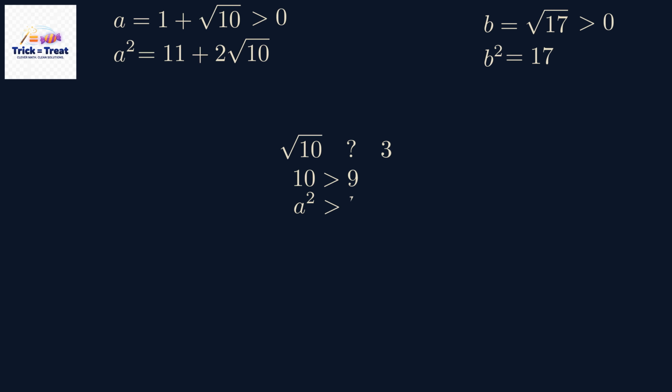We can trace it back to the start. We come to the conclusion that 11 plus 2 square root of 10, A squared, is greater than 17, B squared. And the winner of the duel is A. A is greater than B.